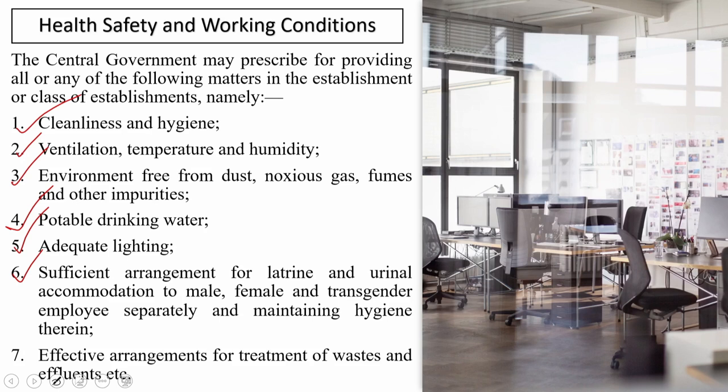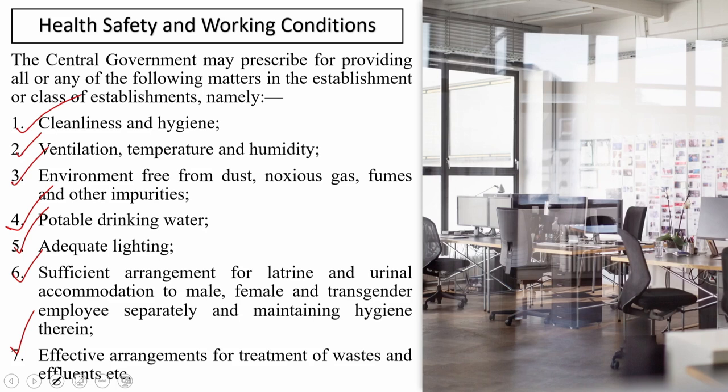There should also be effective arrangements for treatment of waste, effluence, etc. So these are some of the critical health, safety and working conditions provisions. We also see that, without prejudice to the generality of power conferred under subsection 1, the central government may have certain rules with respect to adequate standards to prevent overcrowding and to provide sufficient space to employees or other persons, as the case may be, employed therein.